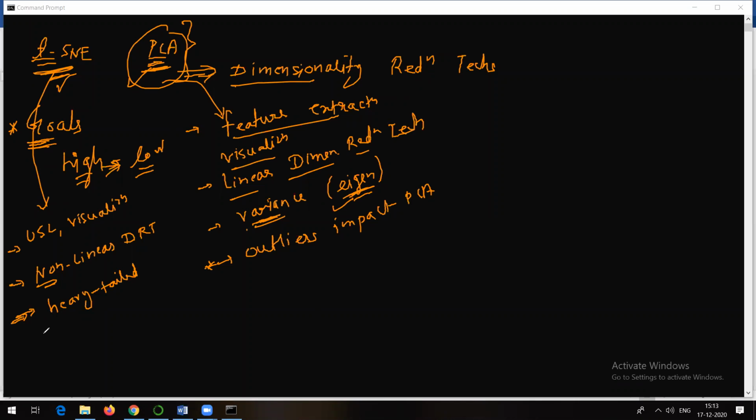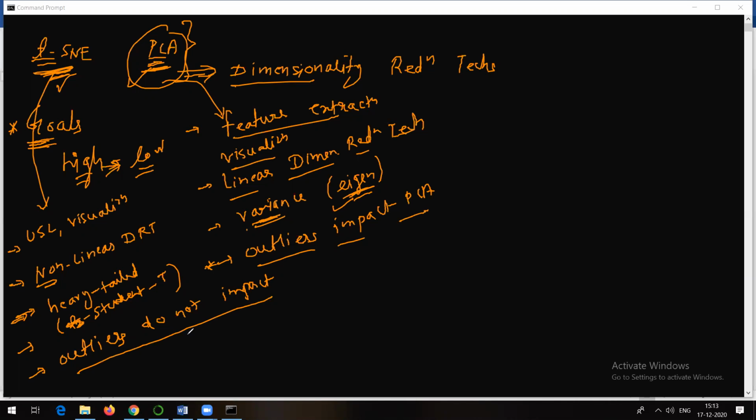Again, that's a different point; you don't have to worry about that. But yes, it makes use of the Student's t-distribution, which is a technique used by t-SNE. Another point about t-SNE is that outliers do not impact t-SNE, whereas outliers impact PCA. That is the bigger advantage of t-SNE.